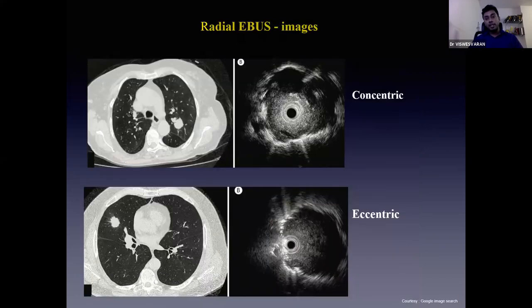So these are the images which you will get in a radial EBUS. The first one shows a concentric image. That means that there is a central bronchus and surrounding it is either the TB or the tumor or the consolidation. And the second image shows the eccentric. That means the tumor or the lesion is not entirely encircling the bronchus and it is eccentric in nature. In these cases, even cryobiopsy with the help of the radial probe can give us a better yield.